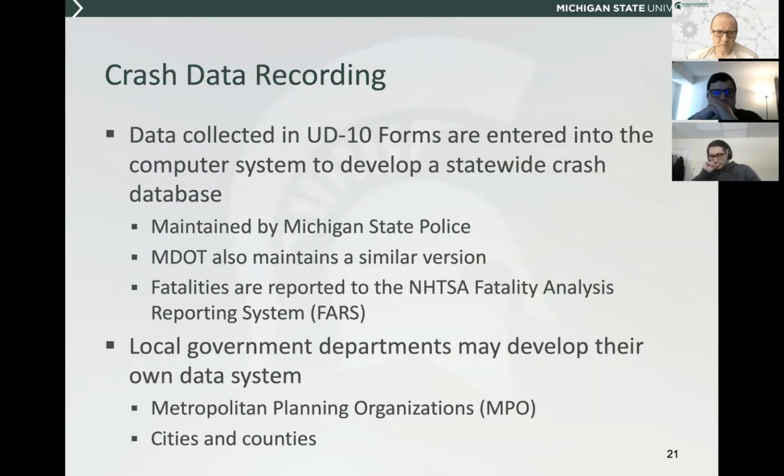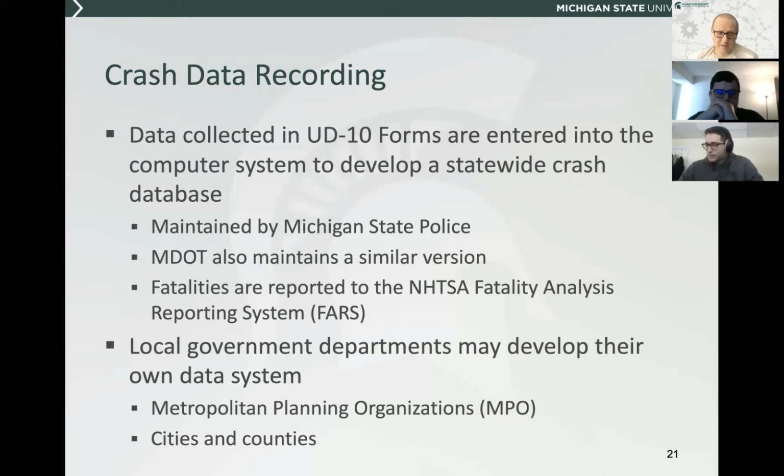Okay. Now, here in Michigan, the UD10 forms are entered into a computerized database that's maintained by the Michigan State Police. That's shared out with MDOT, and MDOT has some additional fields that they develop as a consequence of that. All the fatals are sent to NHTSA, and those are cases where the fatality would occur within 30 days of that crash having occurred.